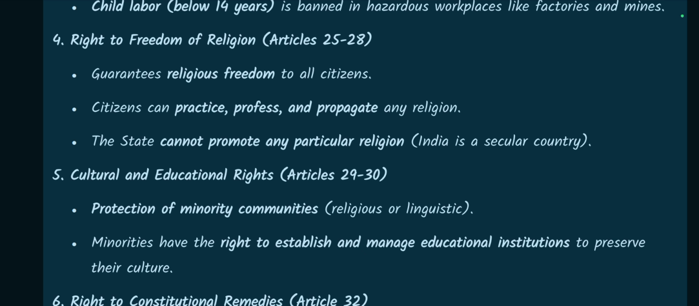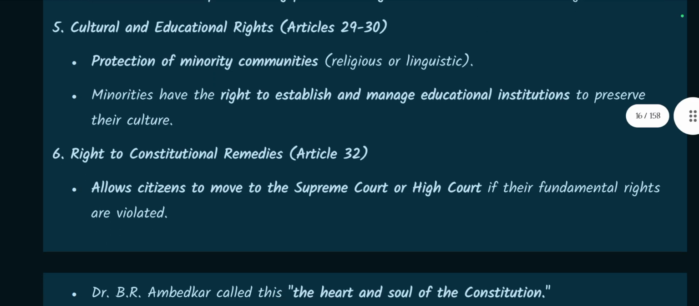Number 5. Cultural and educational rights. Article 29 and 30. Protection of minority communities, religious, or linguistic. Minorities have the right to establish and manage educational institutions to preserve their culture.